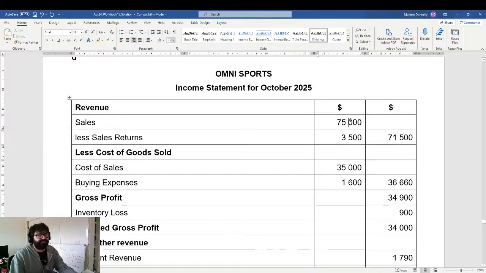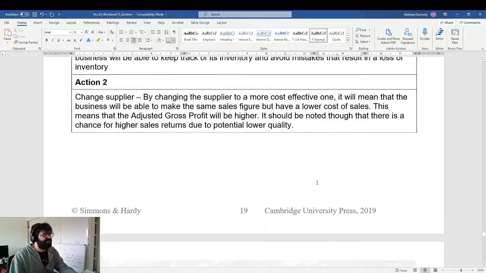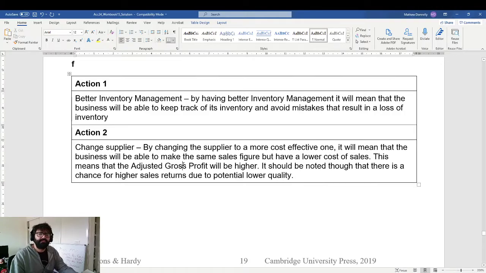Could also lead to extra sales because they're open longer, or more people working, or they can get orders out quicker, so that better reputation, so more people might buy through there. So a few little decisions to be made there.